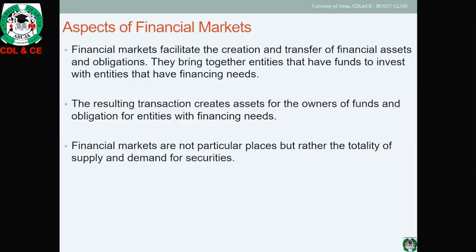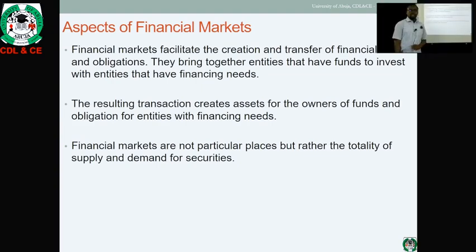What is a financial market? A financial market basically facilitates the creation and transfer of financial assets and obligations. That's what they do. They facilitate the creation and transfer of financial assets and obligations that are actually attached to those financial assets. It therefore means that two sets of people have to come together in order for you to have a financial market. One, an individual that has money to invest, and an individual that has financing needs.